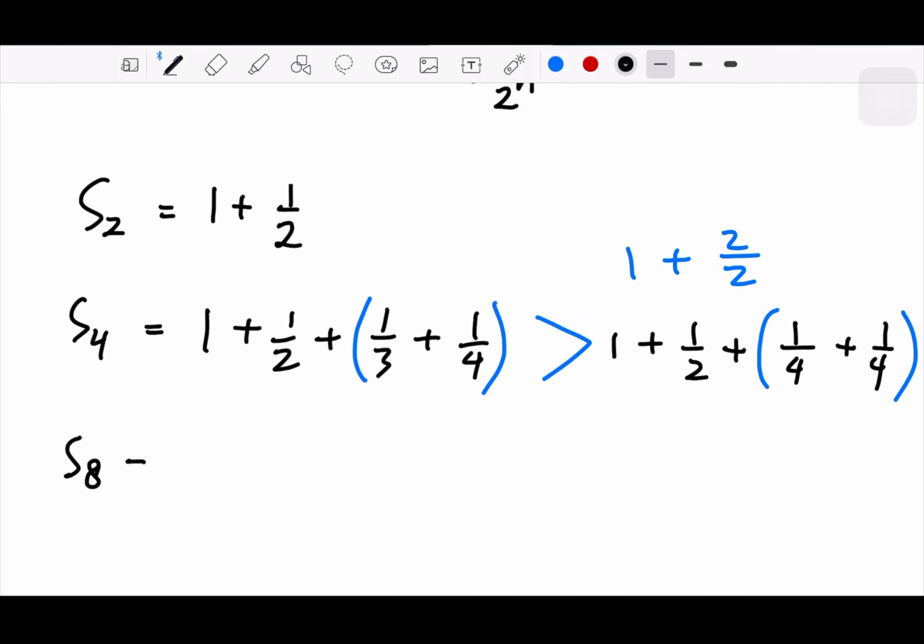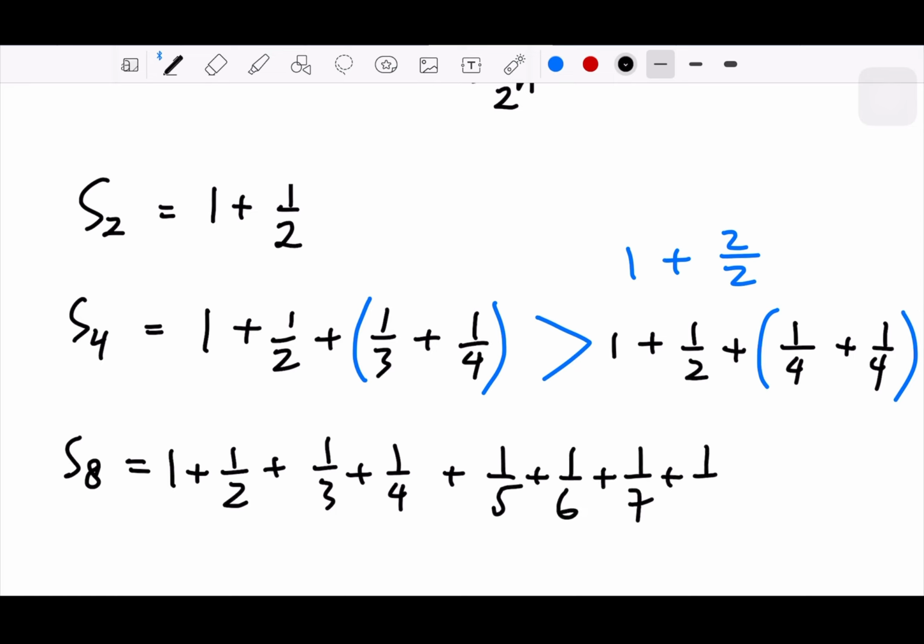Now, looking at S8, we will have 1 plus half plus 1 over 3 plus 1 over 4 plus 1 over 5 plus 1 over 6 plus 1 over 7 plus 1 over 8. Now the idea, I will do the same thing as the previous one. I will exchange this.